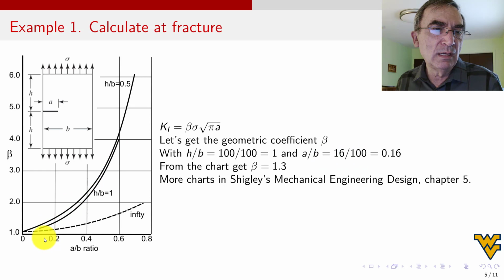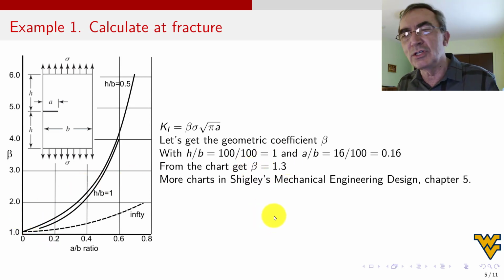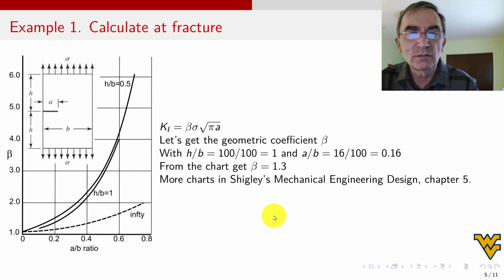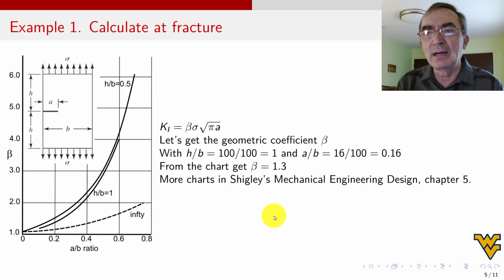And then 0.16 is somewhere here. So we go up like this, and then from here we go this way. It looks like it is about 1.3. So I pick 1.3. With these charts, you cannot be totally accurate because it's a little bit hard to read the chart. But it's an approximate analysis. This is for preliminary design.